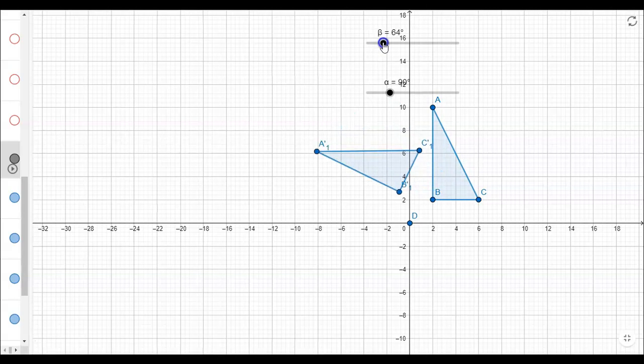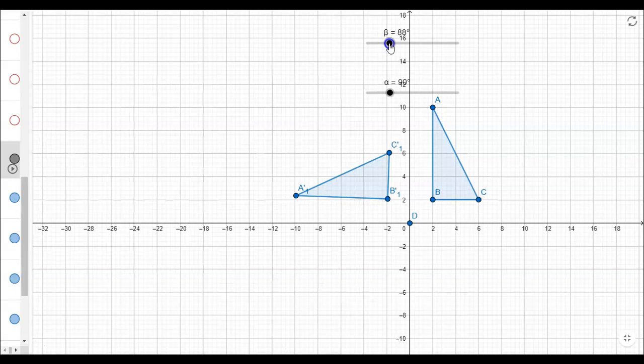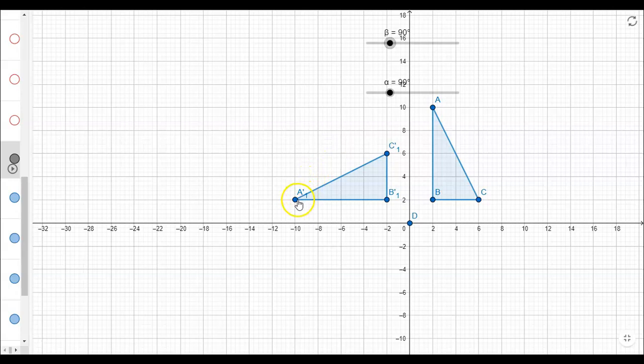Don't know if I can get it exactly on 90. Oh, I had it. There we go. Okay, so this is a rotation counterclockwise to 90 degrees from quadrant 1 to quadrant 2. So you see what happens. The A point rotates around and drops down to the side here. The C comes from this side all the way up to the top, and then the B just rotates a little bit. So this indicates the rotation of 90 degrees counterclockwise.